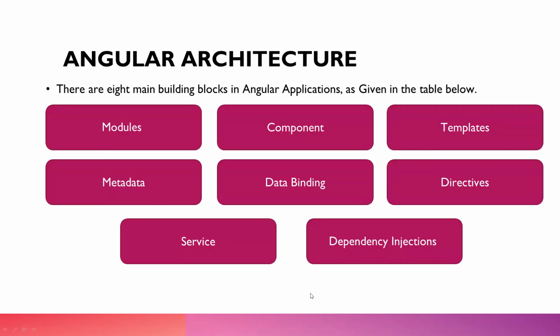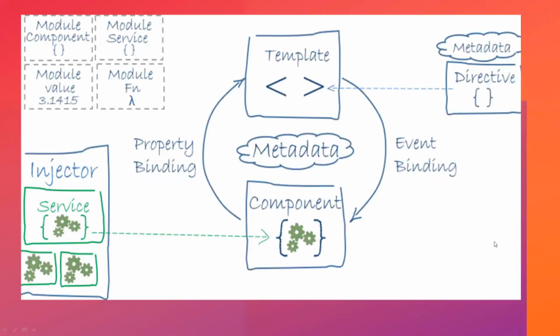Okay, so what are the building blocks of Angular? There are 8 building blocks of Angular: modules, components, templates, metadata, data binding, directives, services, and dependency injection. Let's see the same in a diagram in the next slide. So this is what the diagram would look like.